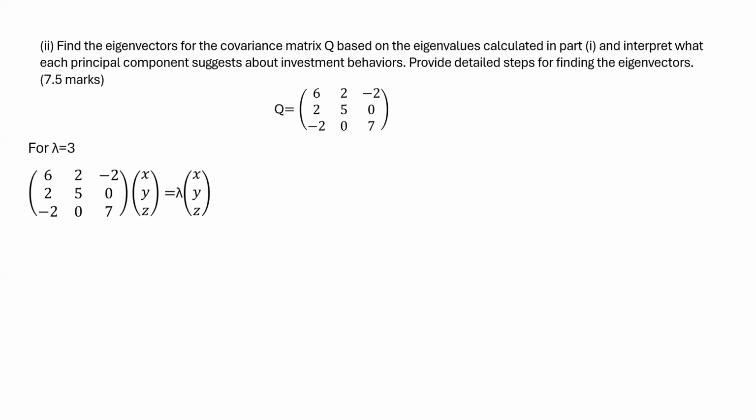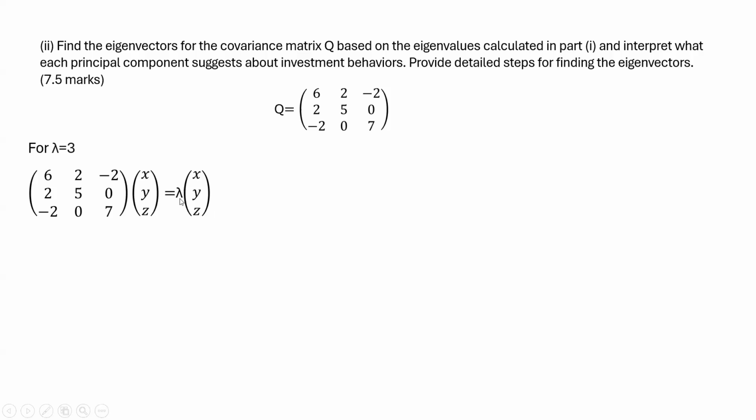What we're trying to solve is we have our original matrix, and then we have x, y, z. Every time we're trying to find eigenvectors, we're trying to solve this equation. This lambda changes depending on the eigenvalue we're looking at. In this case, we're looking for 3, so this is going to be 3.